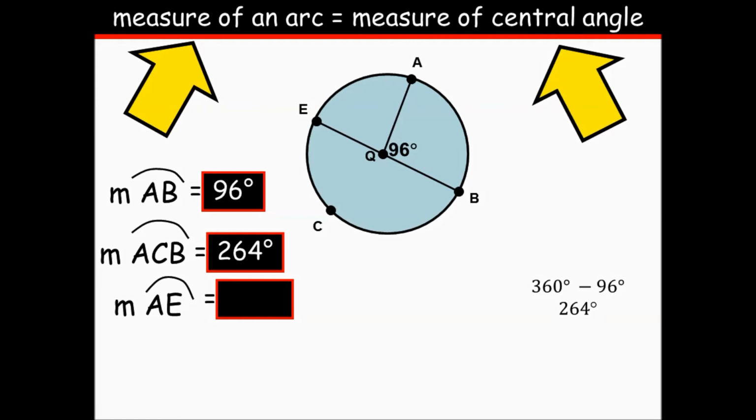To find the measure of arc AE, we have to see that arc EAB, otherwise known as arc BAE, is a semicircle. Then a semicircle measures 180 degrees. Therefore, 180 minus the 96 of arc AB will give us the measurement of arc EA or AE. 180 minus 96 is 84. Therefore, the measure of arc AE is 84 degrees.